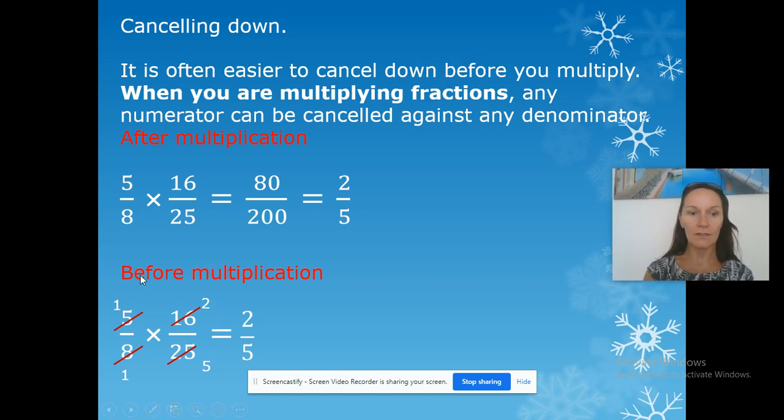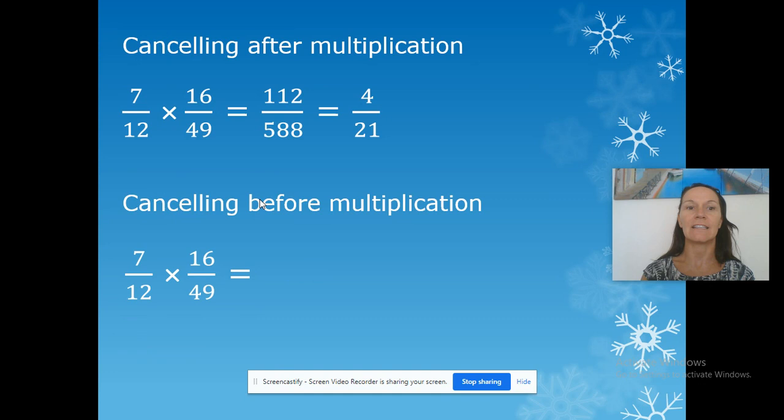1 times 2 is 2. 1 times 5 is 5. And look, the answer is still the same. I just got the chance to miss out this tricky bit in between. Let's have another look at this example here. So here's one that hasn't been cancelled down.